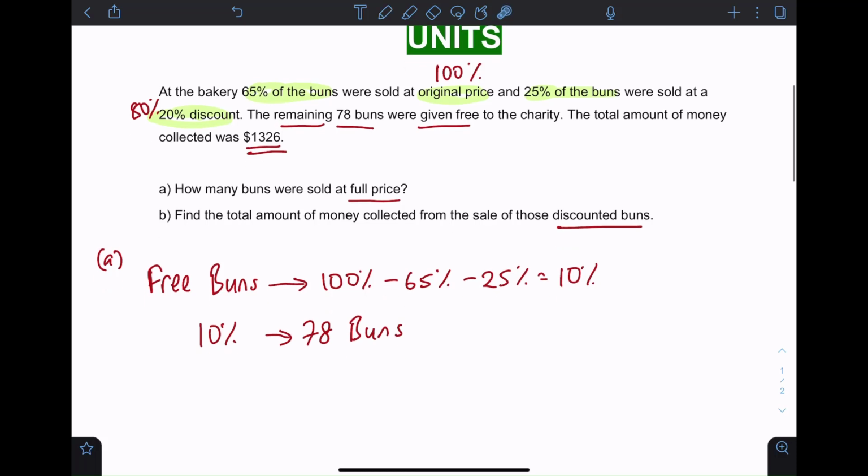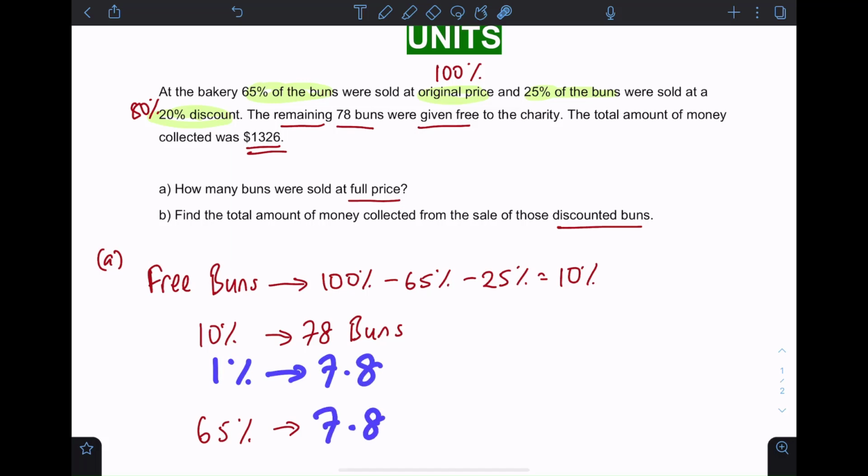Okay, and we want to know how many buns were sold at full price. Full price means original price. Means we need to find what is 65%. So from here we need to jump to 65%. A couple of ways you can do this. You can find 1% first, divide by 10, you get 7.8, and then you take 7.8 times 65 to get your answer. That's one way. Or if you see common numbers in between, like for example 10 and 65, a common number that you can jump to is 5%.